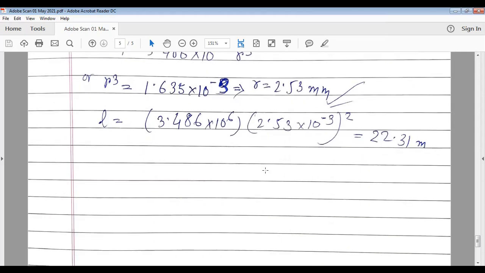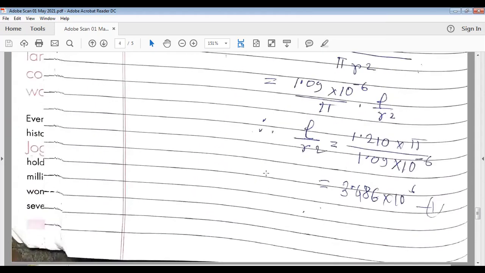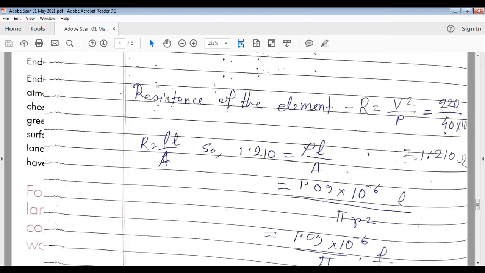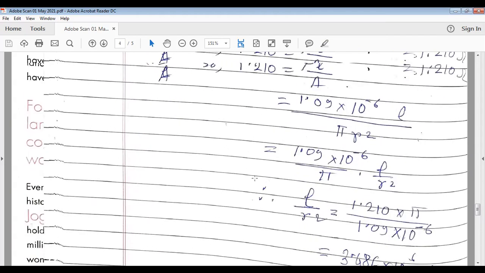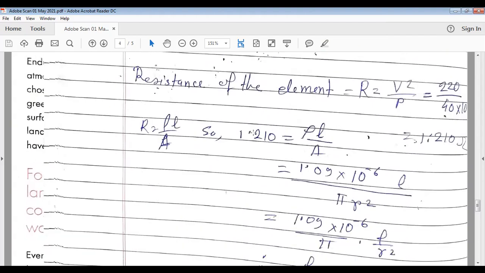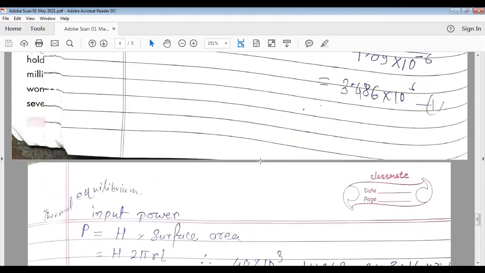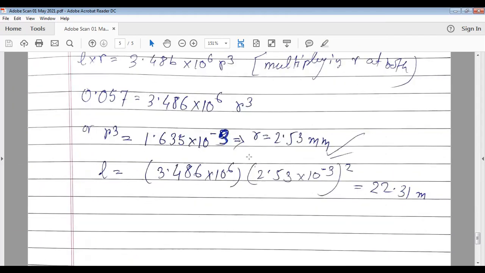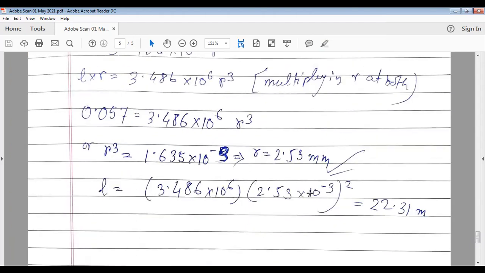In the previous question we calculated the resistance. This is also R, but this is the capital R, which was 1.210. The capital R means resistance, and here the smaller r means the radius. And from this we can find out L, putting this value because r into L is known, so L is 2.31 meter.